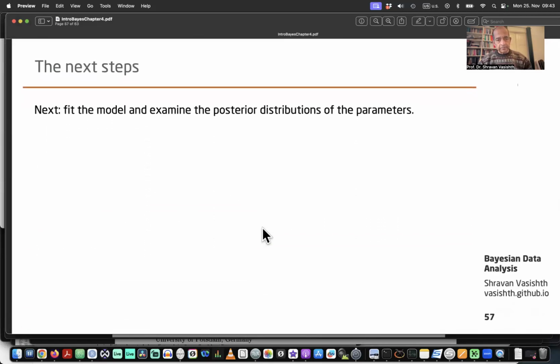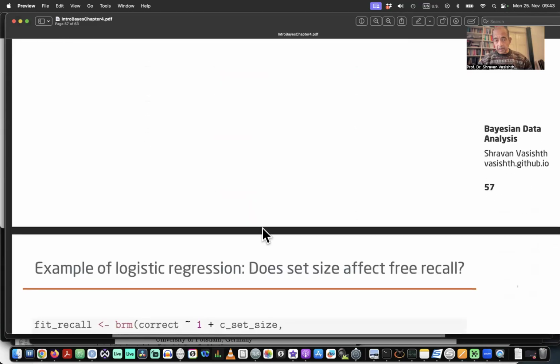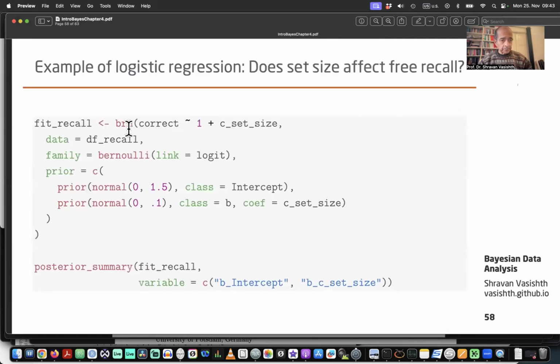Fit the model and examine the posterior distributions of the parameters, right? So here we go. Now the syntax for the generalized linear model is just the same as the linear model. That's the beauty of the whole generalized linear modeling framework, that we stay in the linear modeling world, right? But we just transform the data so that we are no longer constrained to a probability space, right? We can work in an unconstrained space.